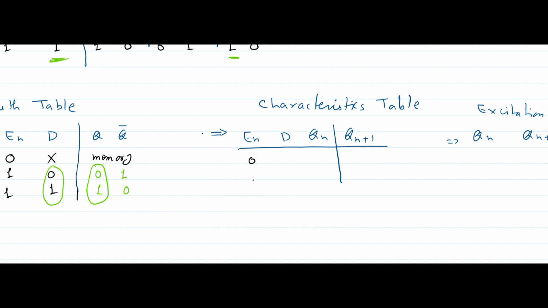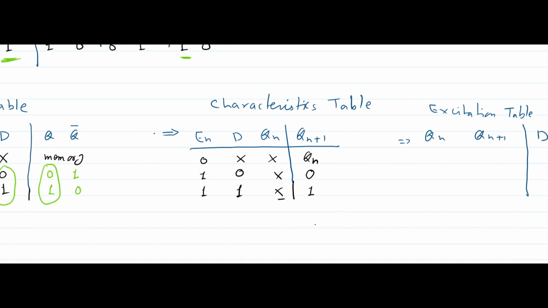Enable can be 0 or 1. When enable is 0, I don't care about D and Qn, and this Qn will always be don't care only. D can be 0 or 1. Now if enable is 0, my Qn plus 1 will be simply memory, so it will be Qn. If enable is 1, I don't care about my Qn. If D is 0, Qn plus 1 will be 0. If enable is 1 and my D is 1, my Qn plus 1 will be 1 only. So this is the characteristic table.